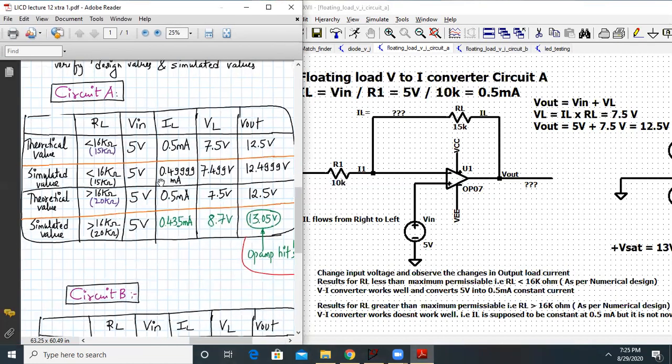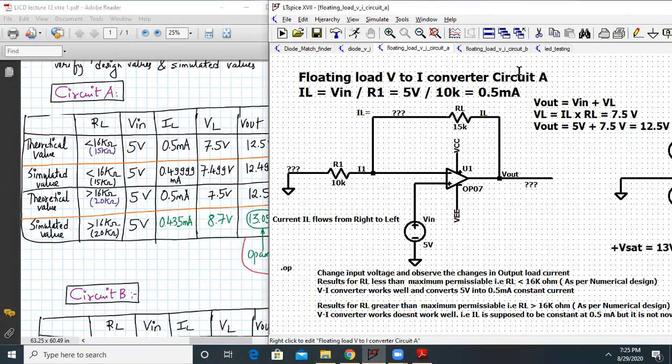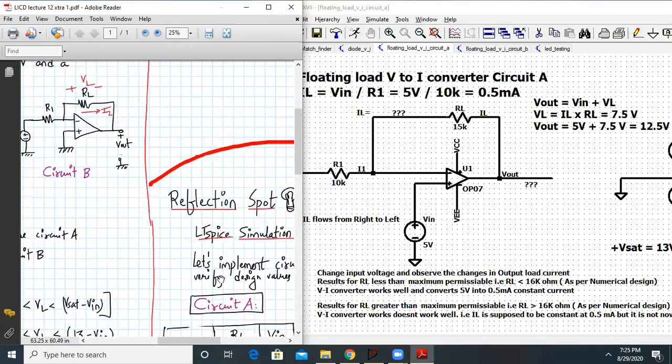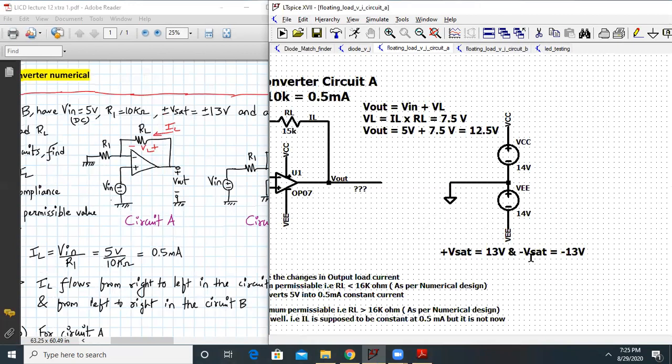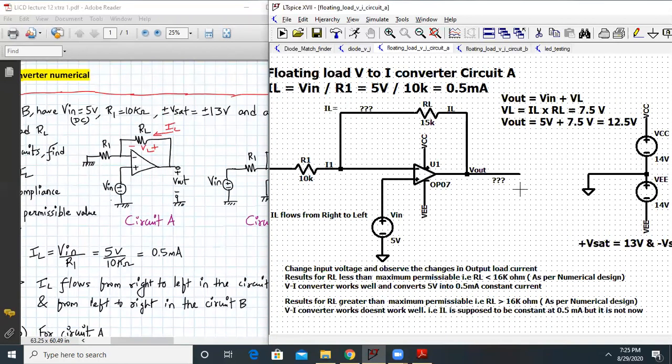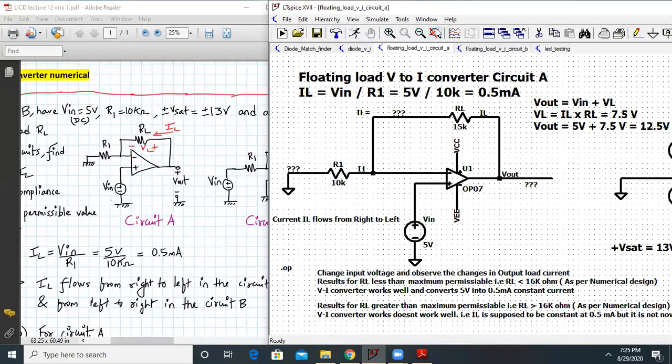Yeah, so this is my table wherein I can compare the values. This is my floating load V2I converter, that is circuit number A, which is this. As you can see clearly, R1 is 10 kilo ohm, V in is 5 volts DC. Op amp is powered with 14, because in LT Spice the saturation voltage is 1 volt less. Since V plus and V minus are given as 13 and minus 13, we have selected VCC and VEE as 14 and minus 14. So that's why we have selected not 15 but 14.